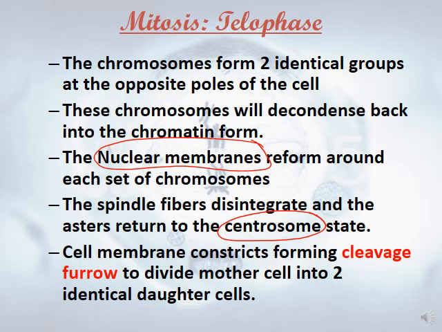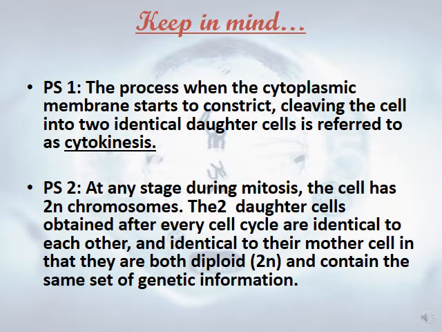So what about cytokinesis? Cytokinesis is the process when the cytoplasmic membrane starts to constrict, cleaving the cell into two identical daughter cells. We call it cytokinesis. Okay? Note too, at any stage during mitosis, the cell has 2N chromosomes. The two daughter cells obtained after each cell cycle are identical to each other, as well as identical to the mother cell, and both are diploid, 2N, and contain the same genetic information.